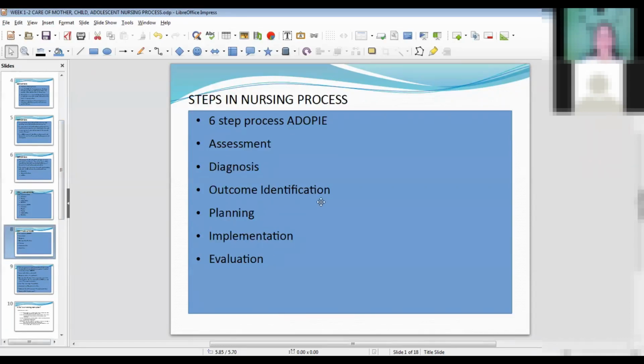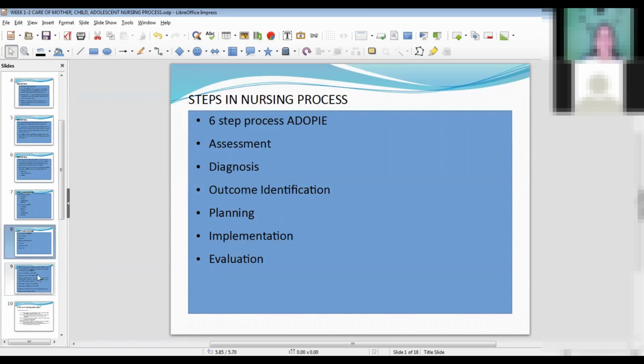So ano naman yung additional letter? So we have the letter O. So assessment, diagnosis, outcome identification. So what now is outcome identification? These are what we want our patient to achieve at the end of our interventions or implementation. What will happen to our patient if we have rendered these different interventions? That is outcome identification. Okay, and then we have planning, implementation, and evaluation.